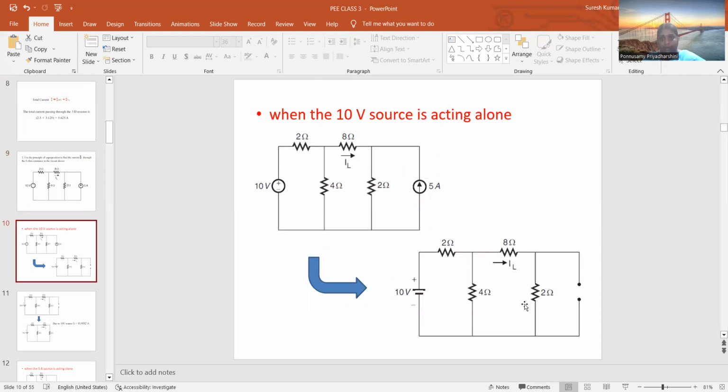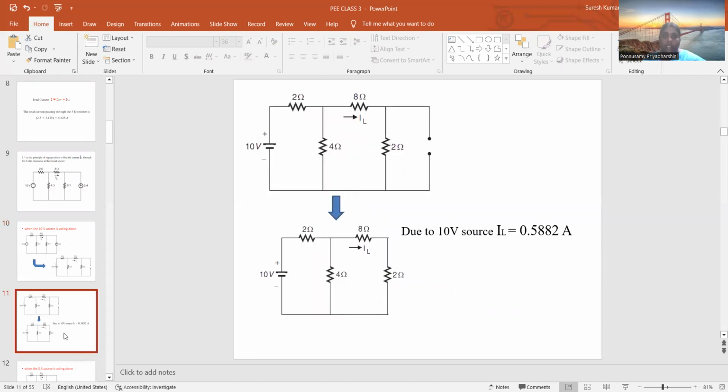If it is open, I have two paths, and then I should find the current flowing through the 8 ohms. There are two methods I can use: I can go with mesh analysis or I can go with the network reduction method. Whichever is feasible, we can go with that. Due to the 10 volt source, the current flowing through IL is 0.5882 amps. How to find it? A simple way is to use mesh analysis, as two paths are there. Otherwise, start reducing the network, get the total current, and then find the current flowing through the 8 ohm resistor.